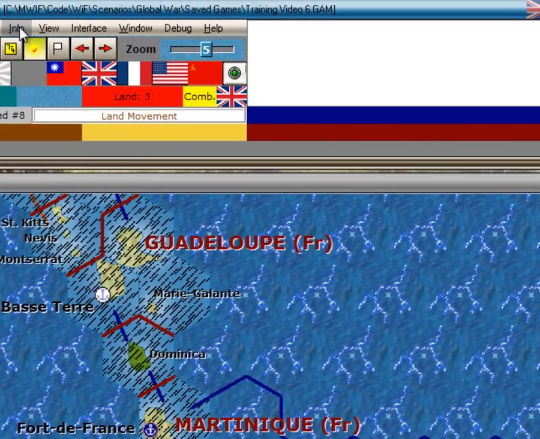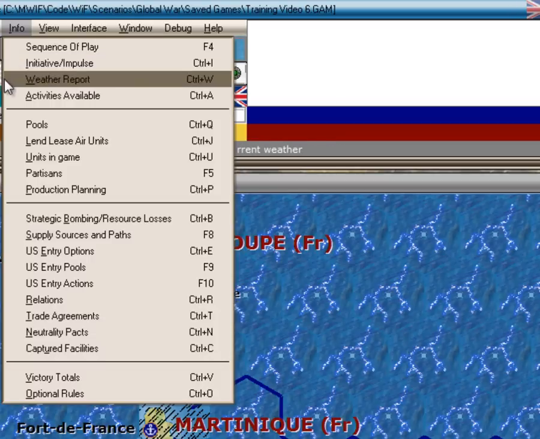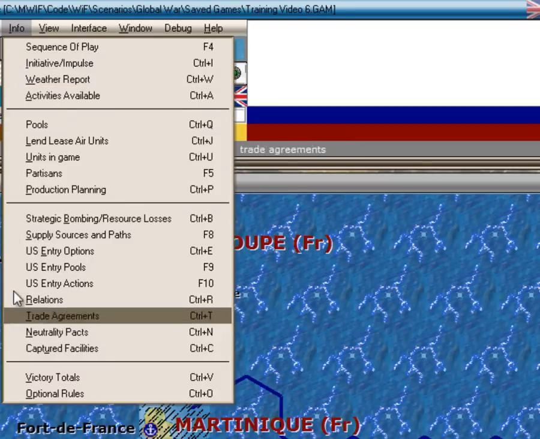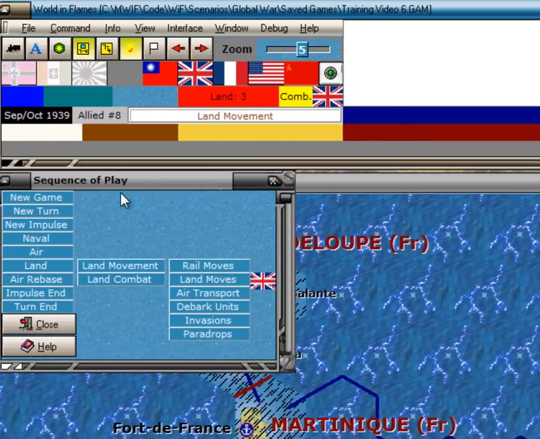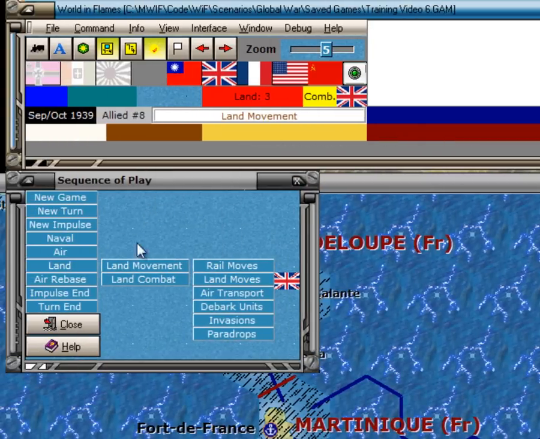Moving on to Info. Now the Info drop-down menu has a lot of really good stuff, and I'll be spending some time here. The sequence of play. When you click on that, it brings up the sequence of play. On the left are the stages. These do not change. The center column changes depending upon what stage you're in. So we're in the land stage, so we're seeing land movement and land combat. And within the land movement group, there are 6 phases: rail, land, air transport, debark, and so on.